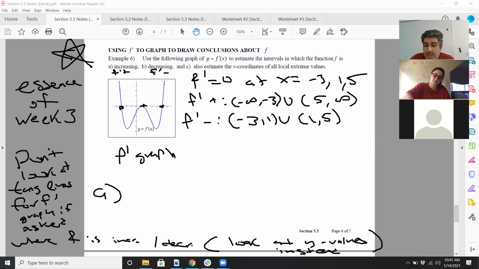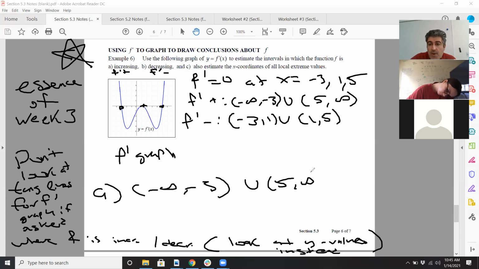And so it's really a mindset thing. You have to look at the y values on the f prime graph to answer parts A and B. I already did it for you anyway. I did it up here. F prime is positive from negative infinity to -3, so the graph of f would be increasing because your derivative is positive in that region. We'll try a sketch graph of f afterwards, based upon these results, and we're decreasing here as well.